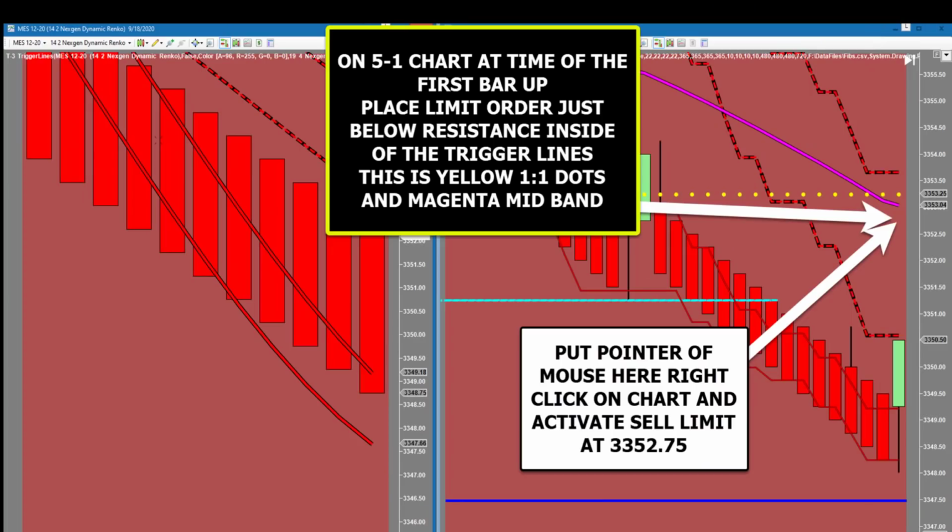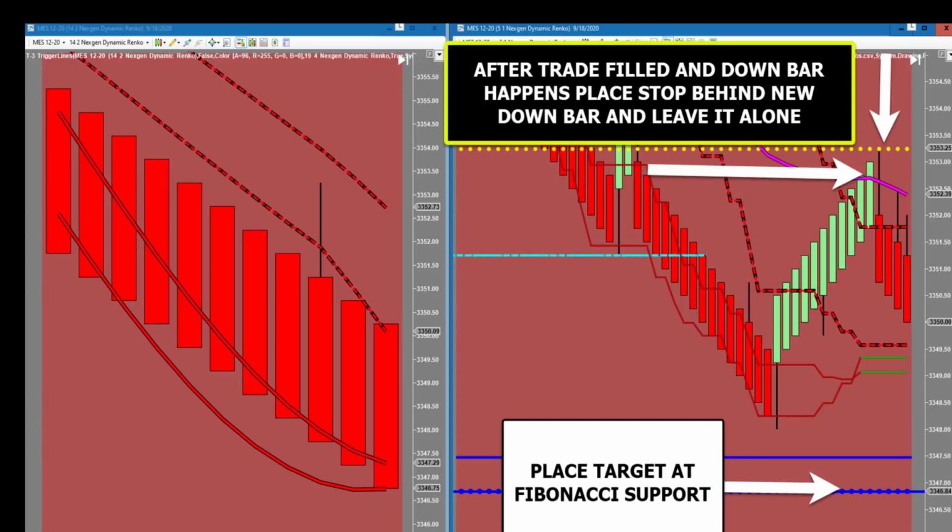Your entry area is going to be whatever resistance, mid-band, 1-to-1 dots, or fibs that is in between the triggers. So what you're going to do is you're going to literally place your mouse right here, right click on the chart, and you're going to place a limit order to sell the market at that price. That's it. That's as easy as it gets. When the market gets there, you'll be filled as the market's going up.